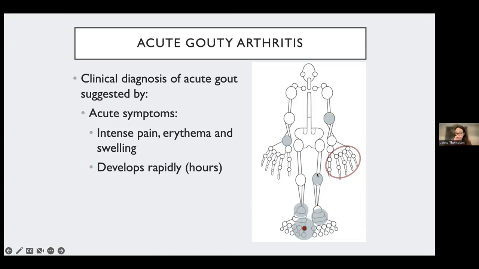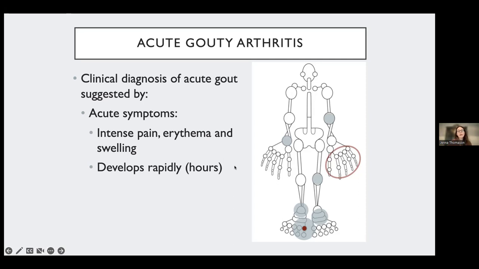It loves the knee, as does CPPD. It also likes the wrist and the elbow. And then in patients that usually have more advanced gout, they can have flares in the fingers as well. Also the spine. We have some patients with gout in the spine too. And that tends to be in patients that have chronically uncontrolled tophaceous gout.